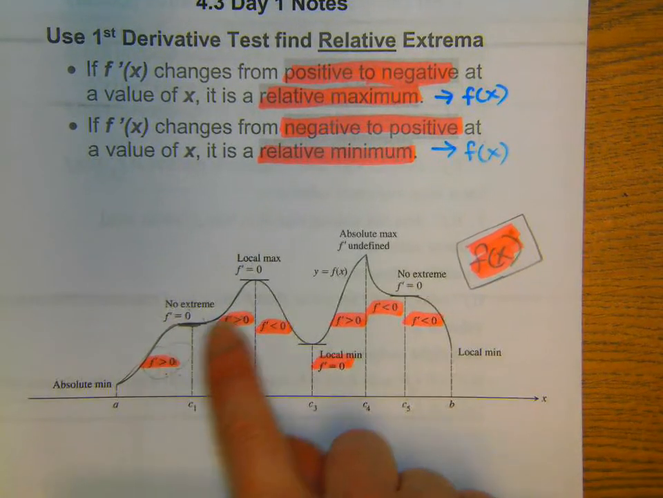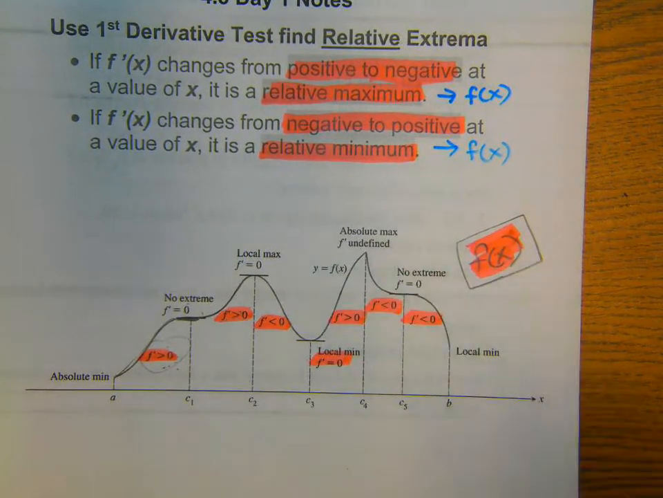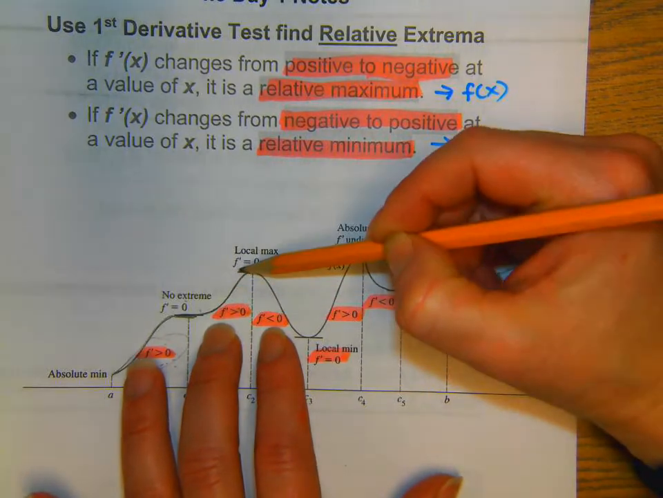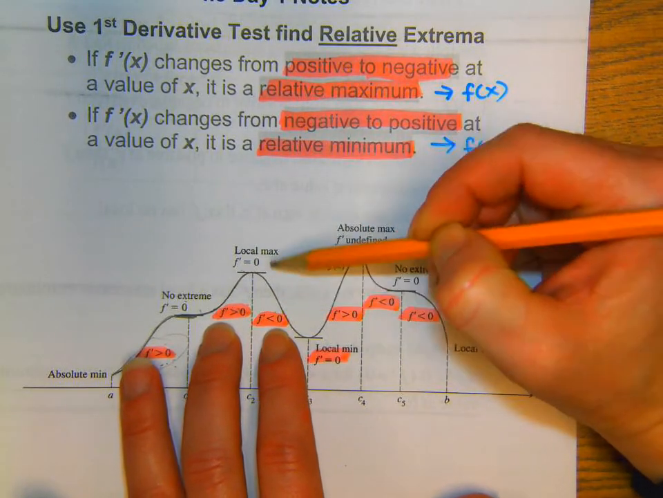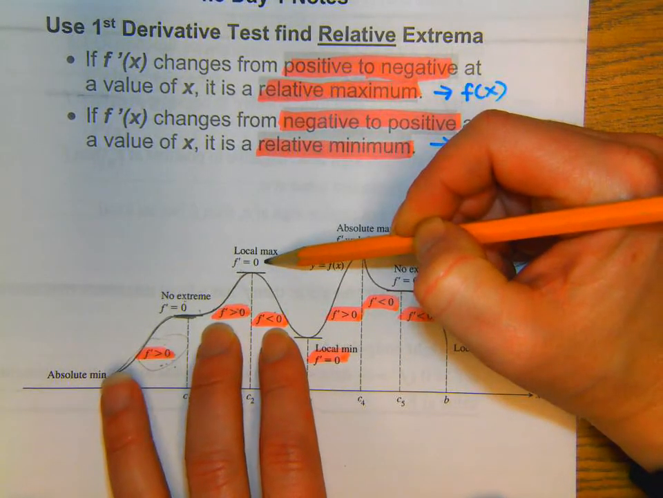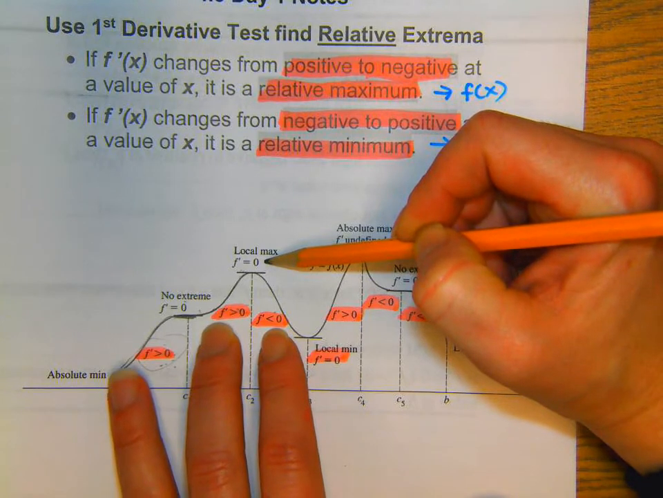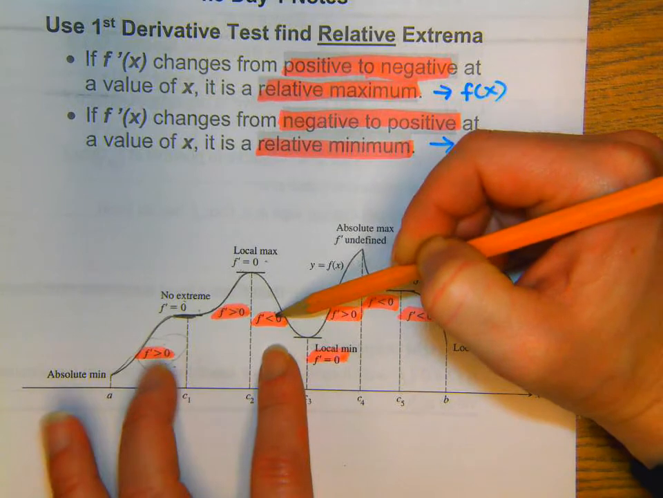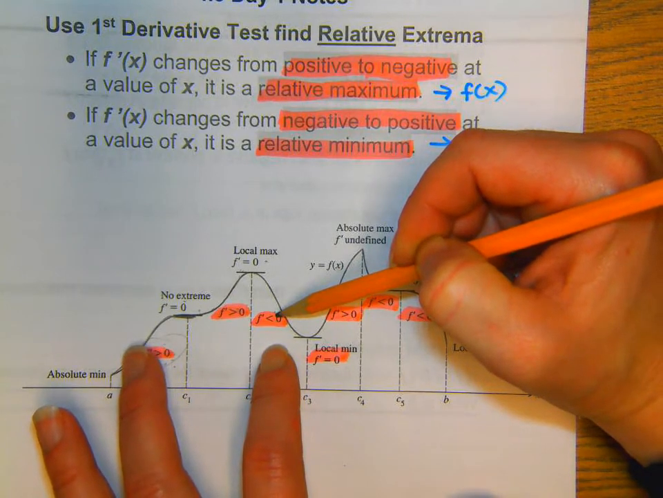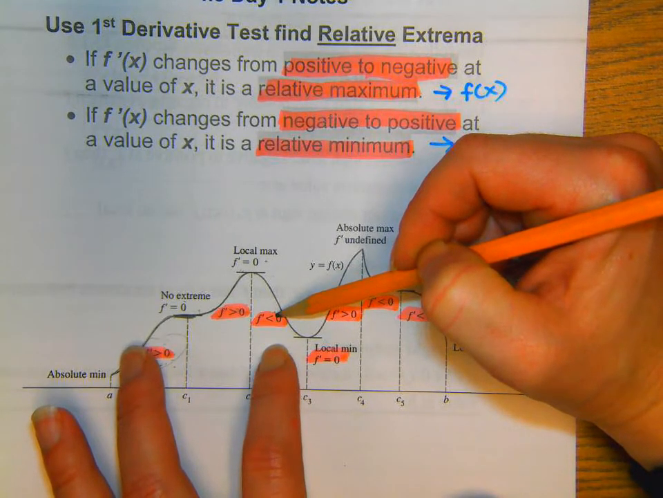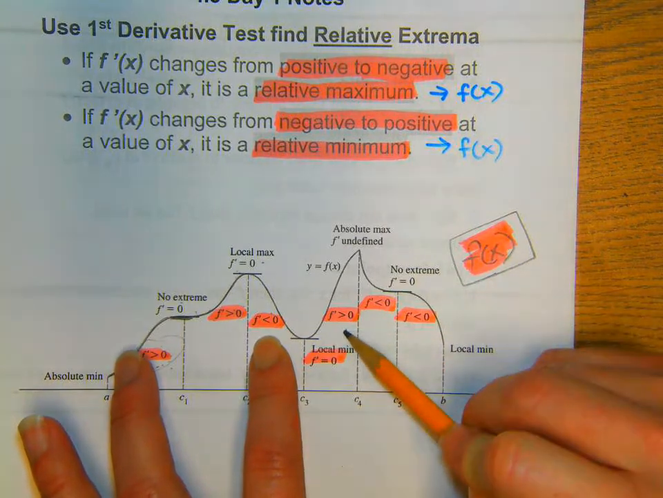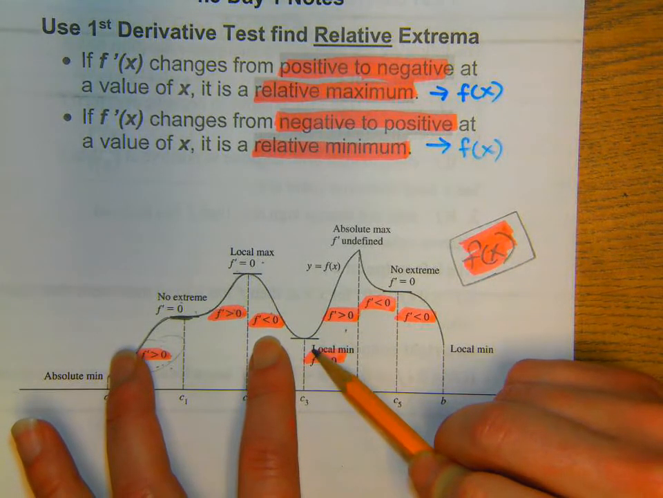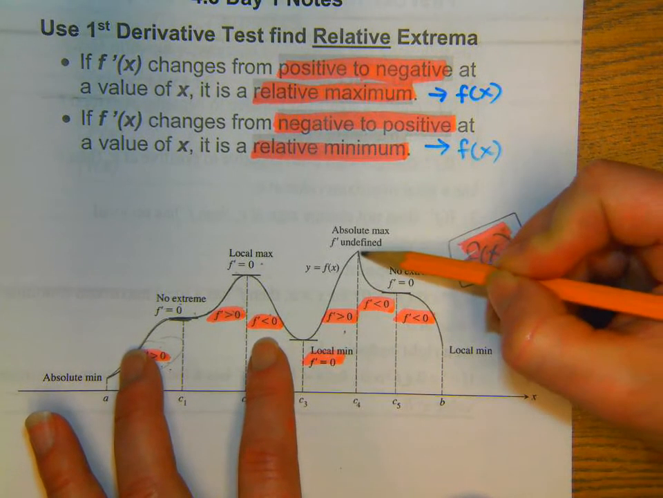Okay? Let's go up to here. Positive then switches to negative. The derivative is 0. Do you see how that's a local maximum on f of x? Okay. Now, because the function is going down, the derivative would have to be negative. And then here it switches to positive. Do you see that there's a local min there? Okay. Hey, this is still a max.